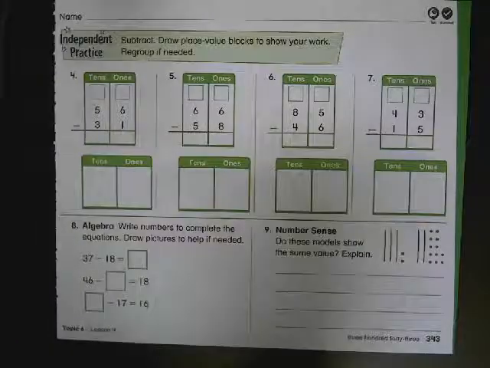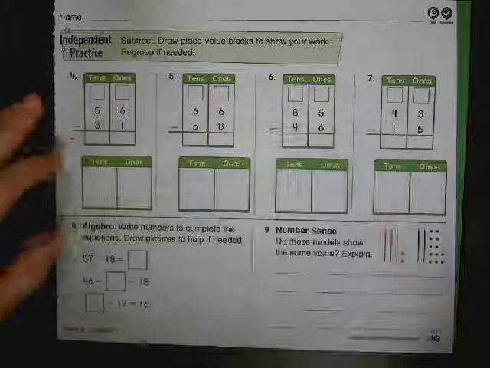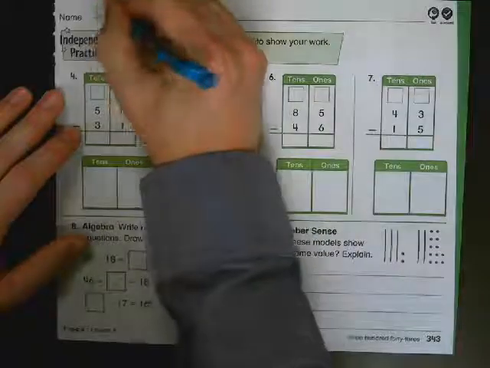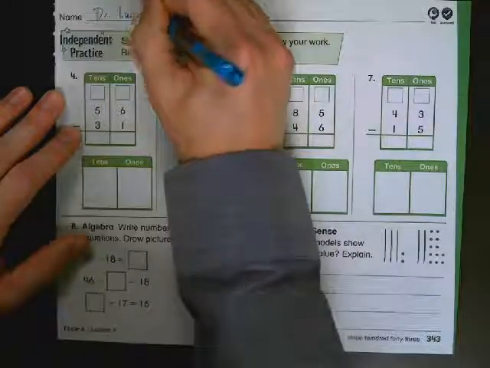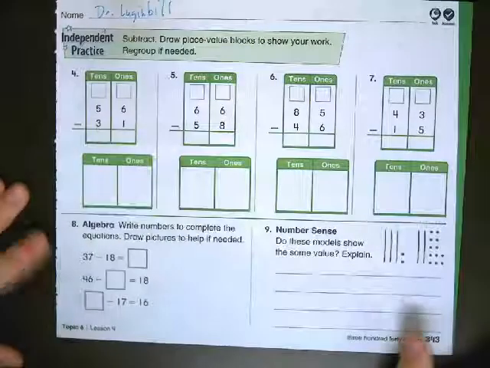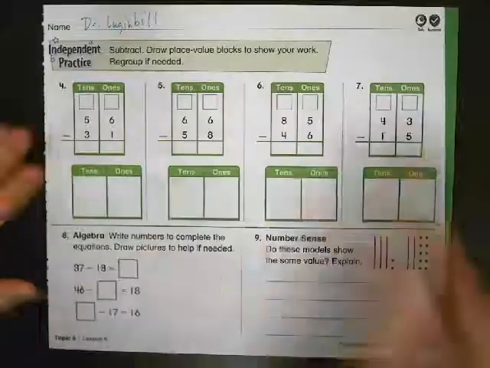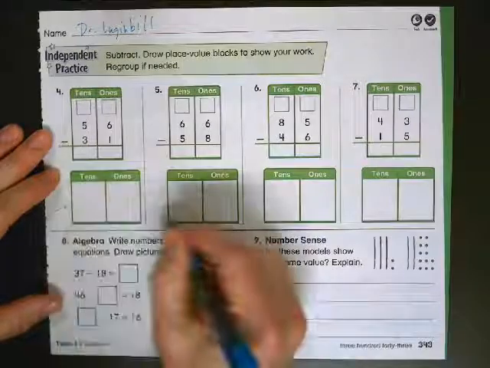6-4 is subtracting two-digit numbers. Minus two-digit numbers, a little bit different today. First thing you need to do, put your name on it. So it says subtract, draw, trace by value blocks. Here's where we're going to draw, down below.